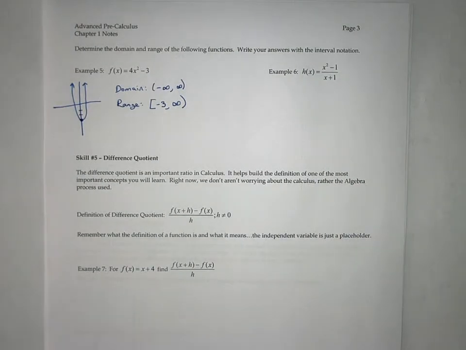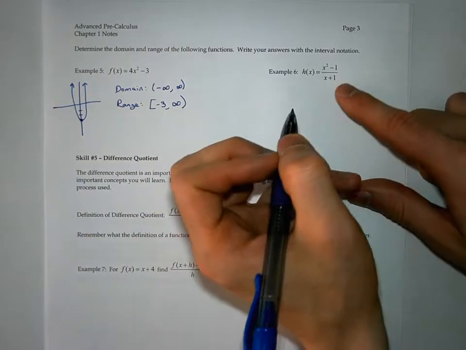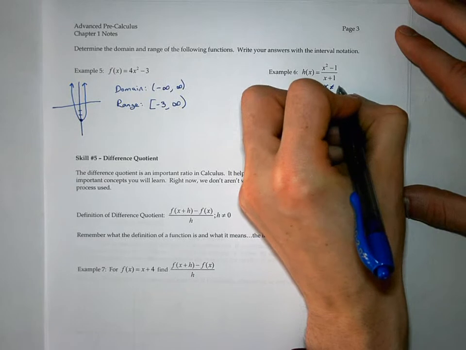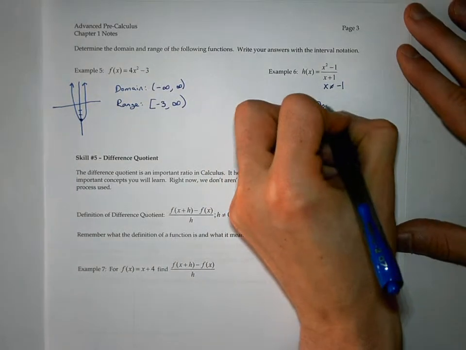The second one, h of x is equal to x squared minus 1 over x plus 1. This one, if you look at it, you probably won't know what that is right off the bat. But you do know one thing. You do know that we could get a 0 in the denominator. So we know here x cannot equal -1. Because if I plug in a -1 right there, -1 plus 1 is 0, 0 in the denominator. Can't have that. So we can find the domain pretty easily.